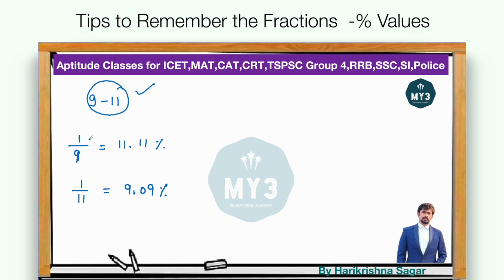Similarly, any derived fractions. See, if 2 by 9 is there, what will you look at? You will look at the denominator. Denominator is 9. If the denominator is 9, numerator will be 11 multipliers. So 1 by 9 will be 11.11, 2 by 9 will be 22.22 percentage. For example, 2 by 11 is required. 1 by 11 is 9.09 percentage. 2 by 11, 9 2s are 18, 18.18 percentage. Like that, you can derive and find out the values, and remember the 9 and 11 relation.